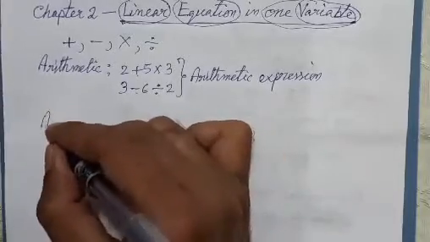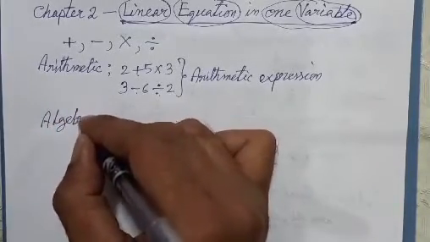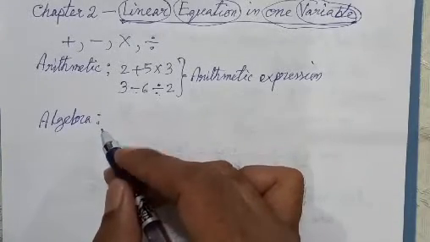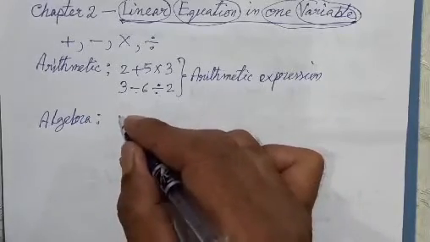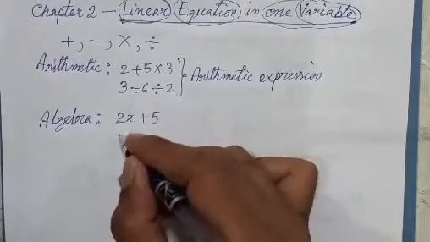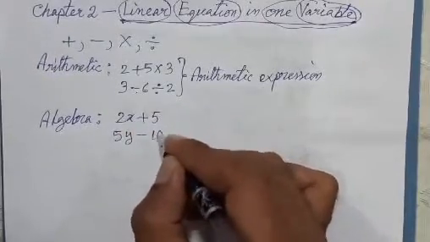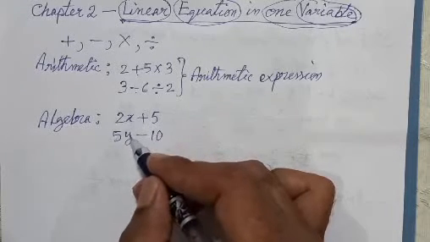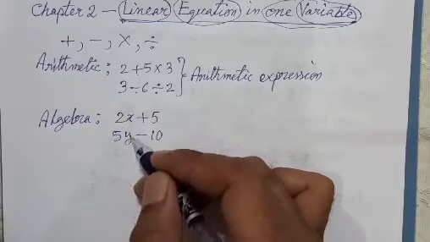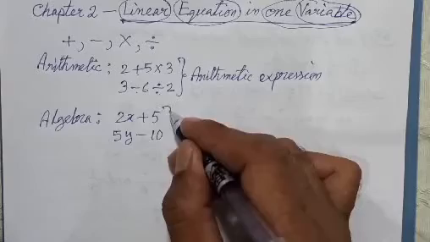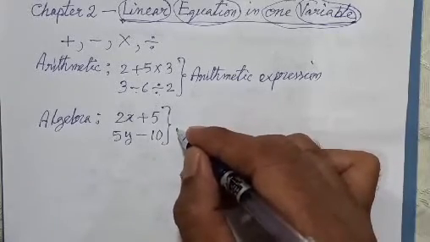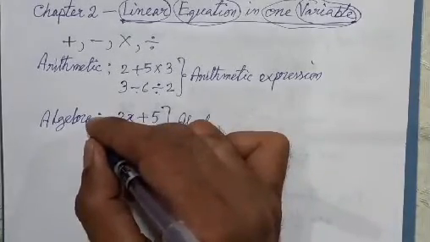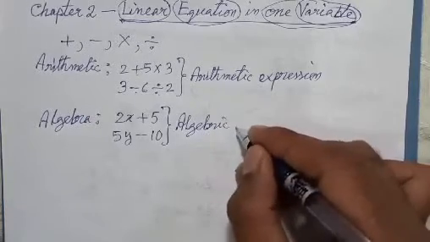Next is algebra. Algebra is a branch of mathematics dealing with symbols. For example, 2x plus 5, 5y minus 10. Here I'm using the symbol x, here I'm using symbol y. x and y are actually English alphabet. In English alphabet, we are using as symbols. So this type of numbers are called algebraic expression.